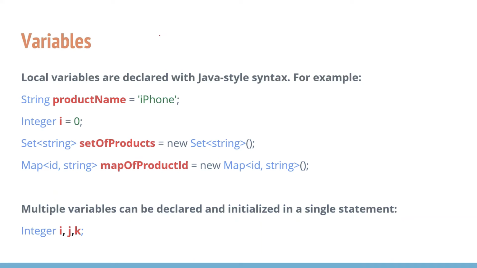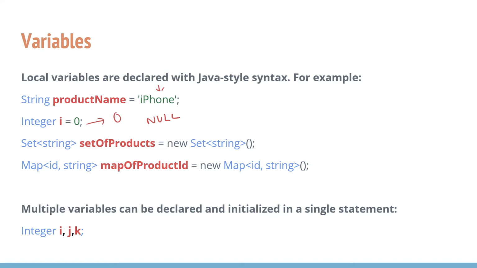Variables can be local variables, declared with Java style syntax. For example, String productName equal to 'iPhone'. As you can see, we have used single quotes while writing iPhone, so it's a string data type. Then Integer i equal to 0, so the value of i now is 0. If we say Integer i semicolon, then the value of i will be null.